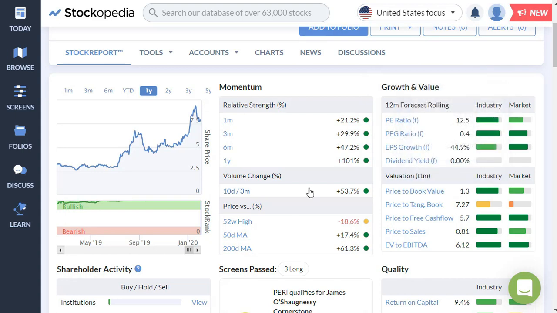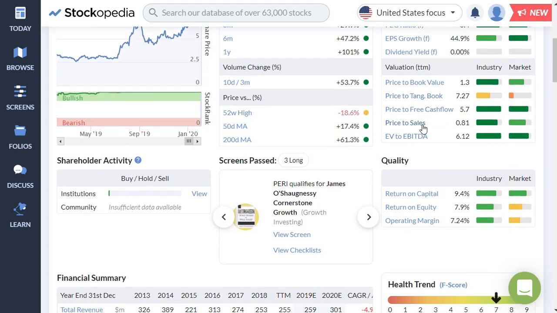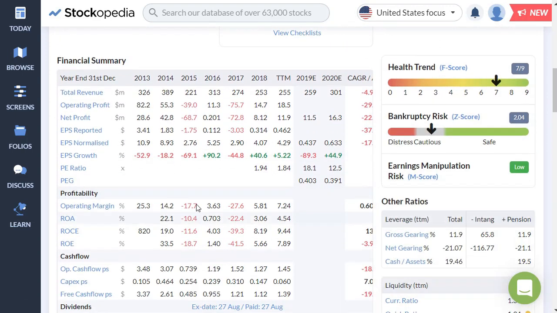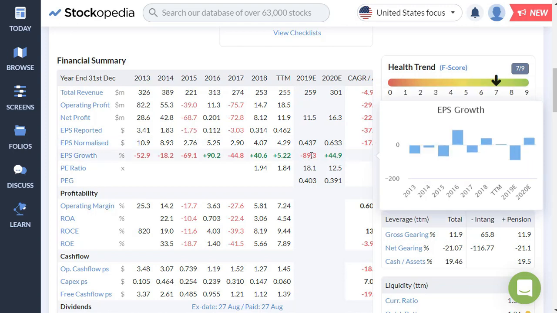PE ratio fair, PEG ratio 0.4, I like below 2, so that is great. Earnings per share growth, 12-month forecast, almost 45%. Price to book value is great. Price to sale is below 1, as I like to see. EV to EBITDA is great, both compared to the industry and the overall market. They have some nice returns down here. Okay, well, earnings per share normalized is dropping a bit, but as you can see, it is estimated to drop a lot in 2019, but then grow again in 2020.